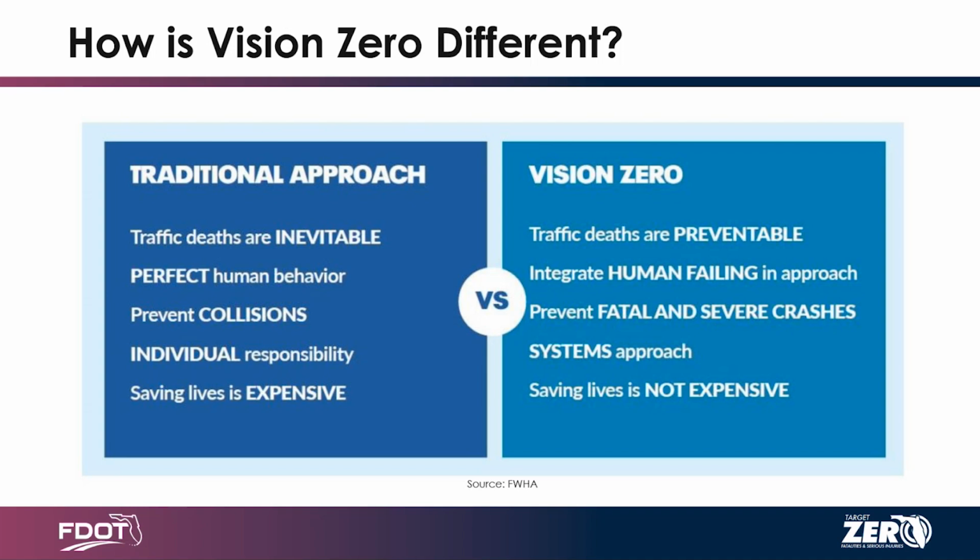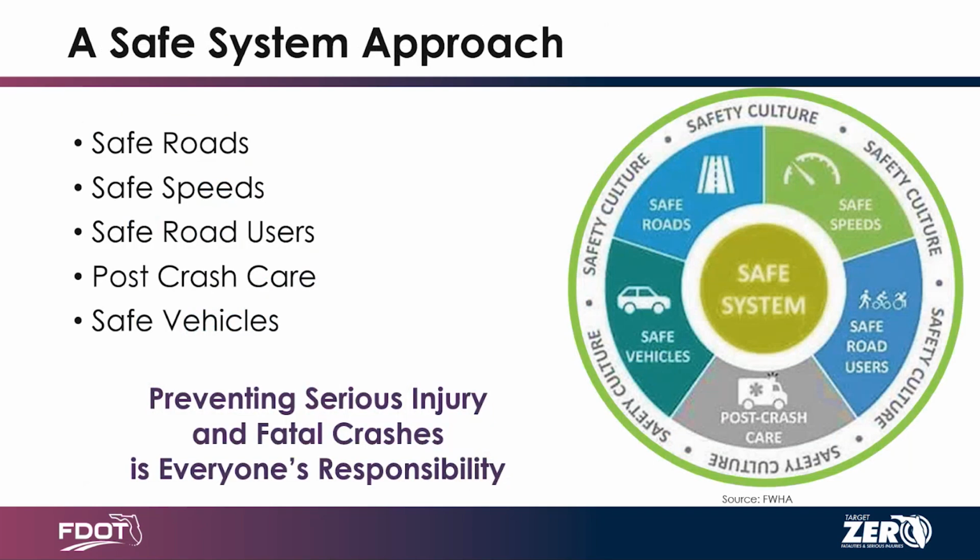Individual responsibility versus systems responsibility. It's not the user's sole responsibility. We all have a role in it. And then we're not going to look at it as expensive. Saving lives is going to be cheap. Safe systems approach. Remember, safe roads, safe speeds, safe road users, crash care, and vehicles. We are responsible directly for roads and speeds. So two of the five pillars we are directly responsible for. And then with Target Zero, we are also working on safe road users.